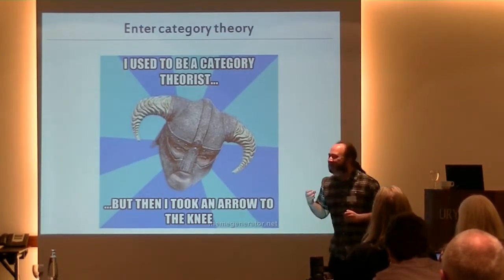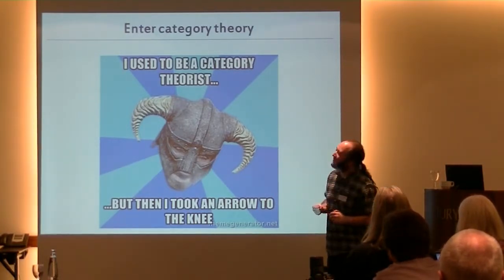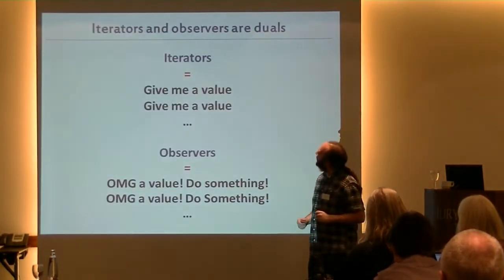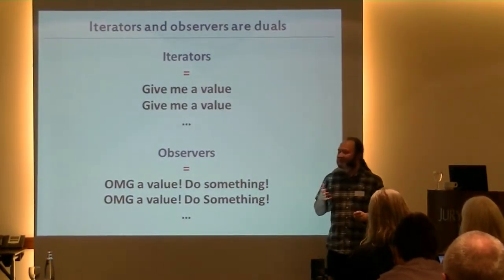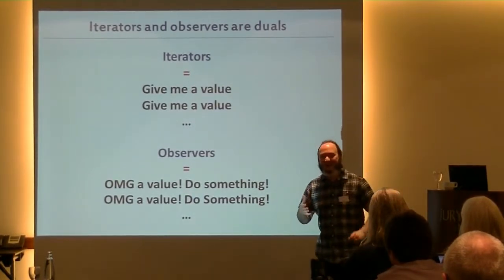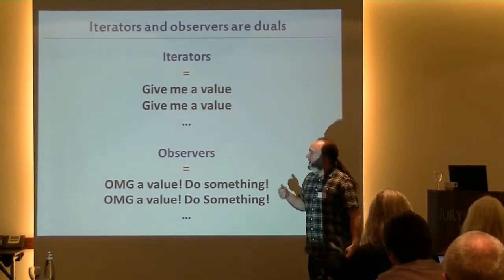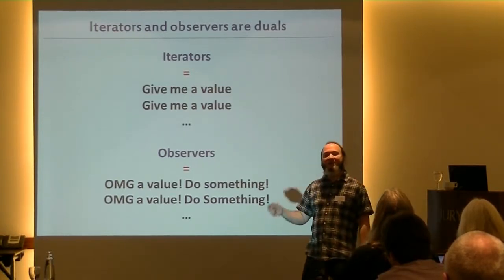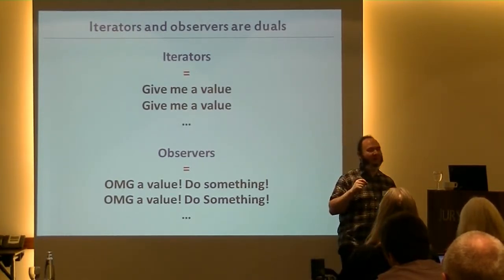So what on earth is category theory? Category theory is a thing that involves lots of arrows. And why is category theory interesting to us? Well, it actually helps us uncover relationships between different things that might not have been very clear to us.